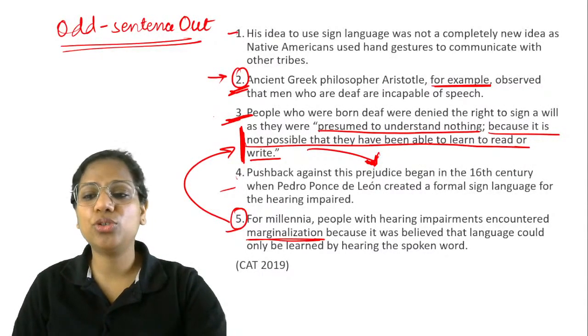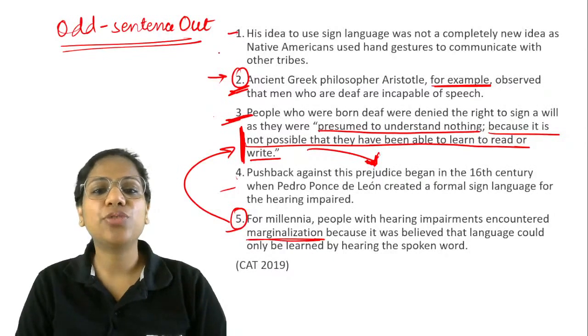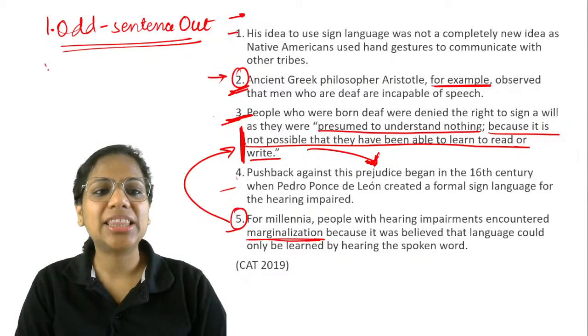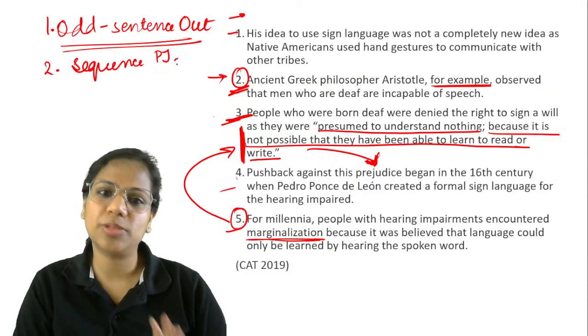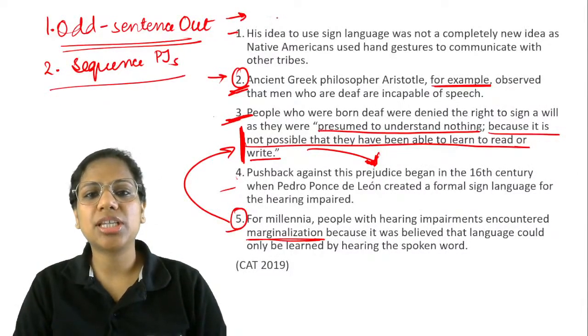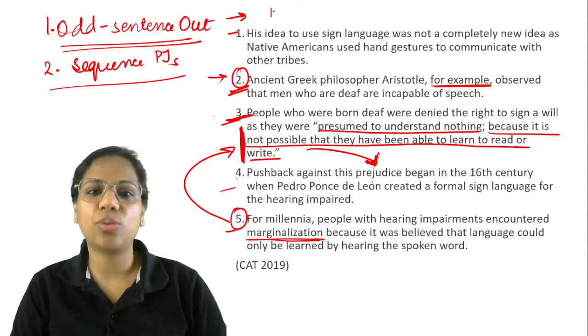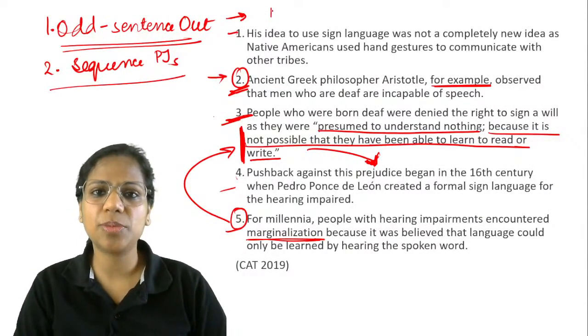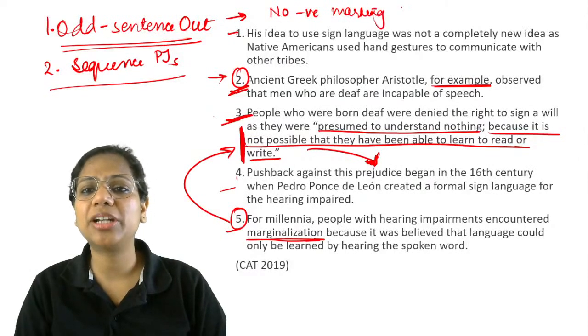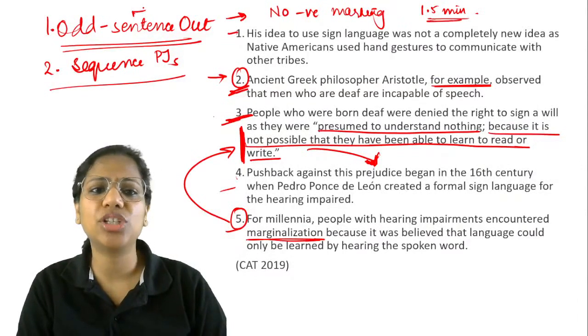A good strategy for a good accuracy in parajumbles. See, first of all, the strategy should be that you go for odd sentence out parajumbles first and then for sequence parajumbles. That's what I believe in based on probability, as I've always told you. Then in your odd sentence out, I believe that you should glance at both the questions. Don't leave any of the questions, because there is no negative marking. However, do not spend more than 1.5 minutes on any of these 2 questions.